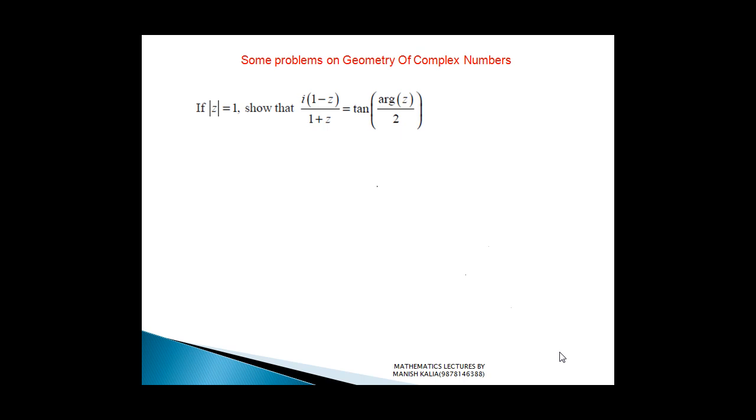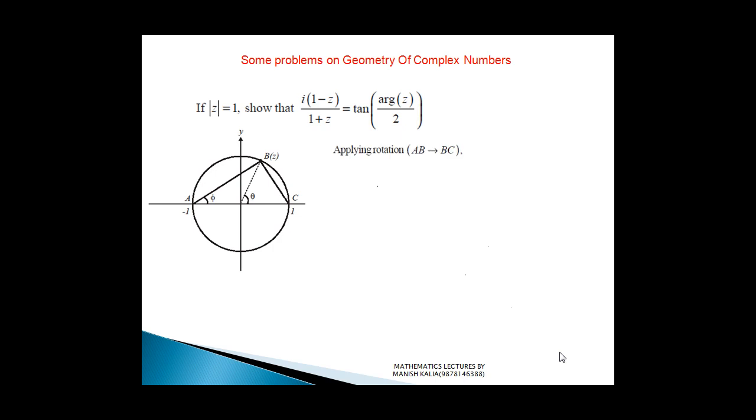First of all, we'll try to understand what mod of z is equal to 1 represents. This represents a unit circle centered at origin and having its diametrical endpoints as A and C, whose coordinates will be minus 1, 0 and 1, 0, and z is any point on the circle, which in this case we are taking as a fixed point B, which is moving on the complete locus. So we'll apply the rotation theorem on this from AB to AC.